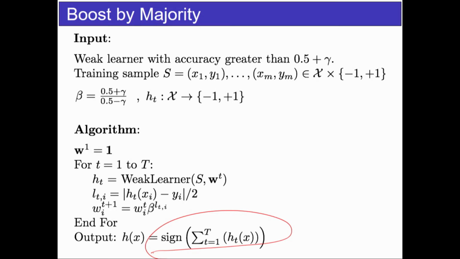I mean, this looks out of the blue. Why is this number coming? And that is where theory is going to help you. This looks strange. Why are 0.5 plus gamma and 0.5 minus gamma coming in there? That comes from theory. That's a very crucial thing.